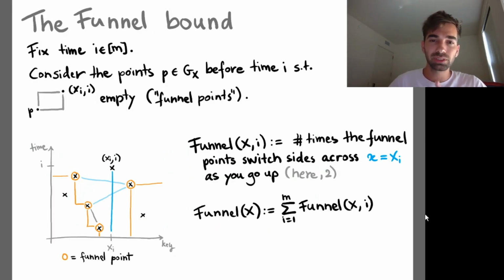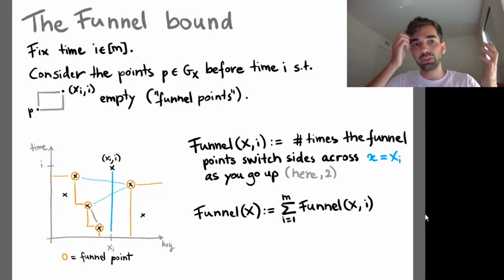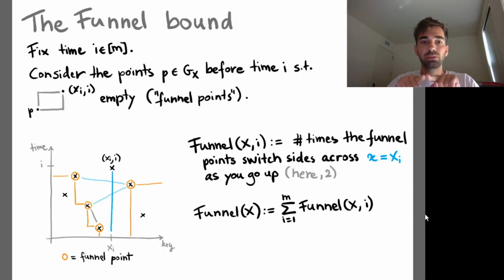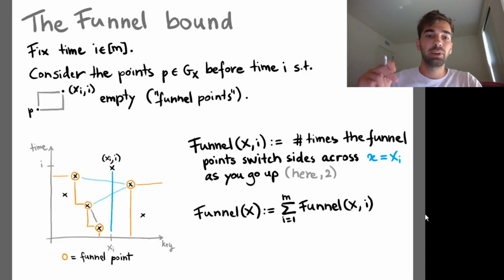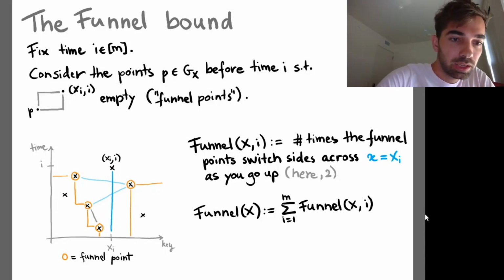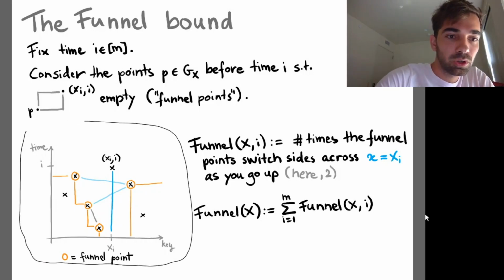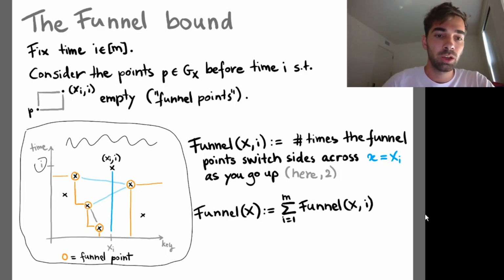So the funnel bound is a bit tricky to define. So first you have to fix a time step i. So if you're thinking of the geometric interpretation, you have to fix a y coordinate i. And you consider the points under that line such that they form an empty rectangle with the access at time i. So let me clarify what this means. So here you have the plot of x, but you only have it up to i because we don't really care about what happens above it.